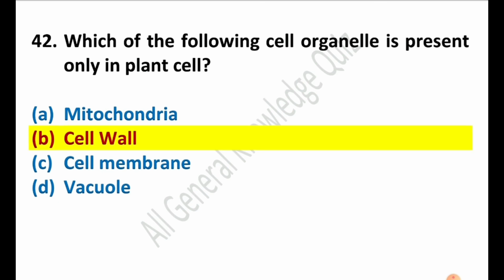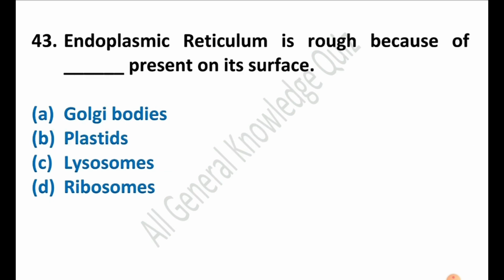The answer is option B, cell wall. Cell wall is a cell organelle that is present only in plant cells. Question number 43. Endoplasmic reticulum is rough because of which of the following present on its surface? Option A, Golgi bodies. Option B, plastids. Option C, lysosomes. Option D, ribosomes.